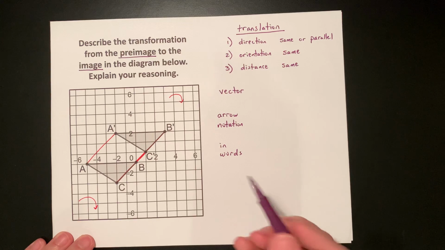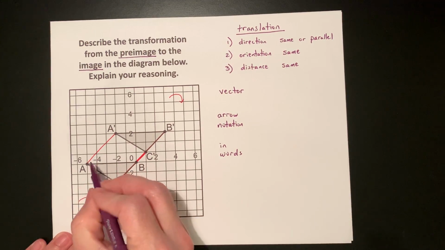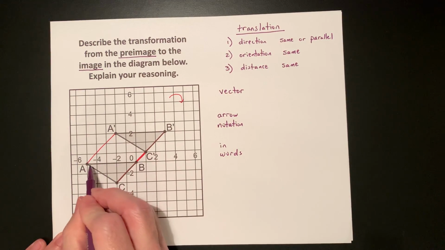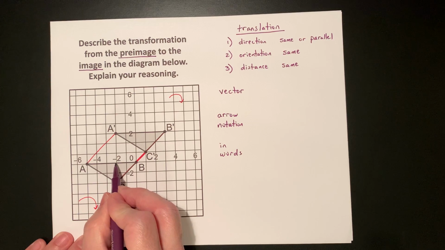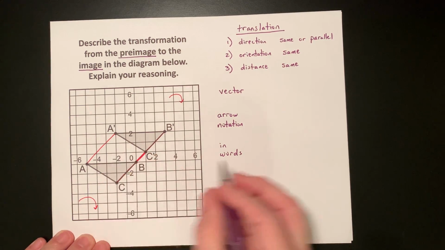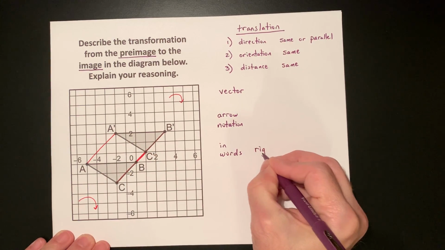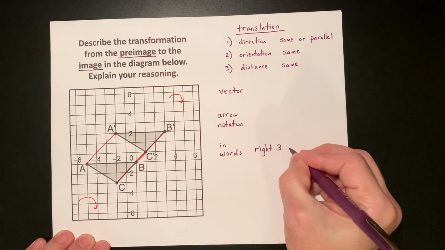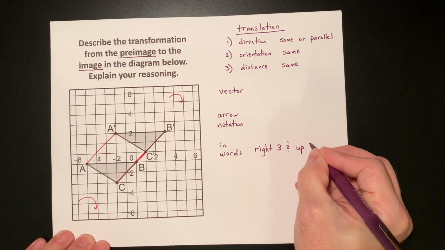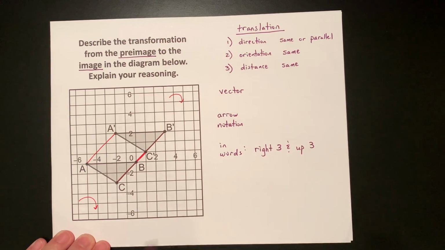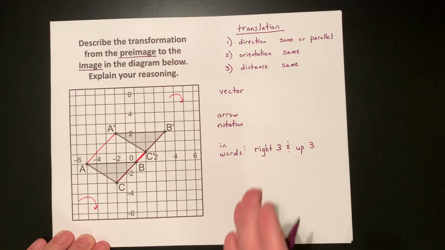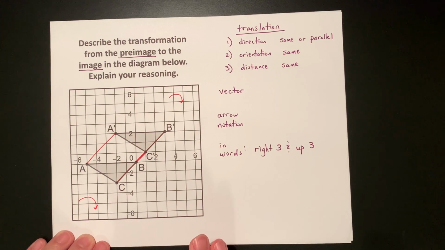We can just pick one of the points. Let's say point A. To go from A to A prime, we have gone to the right 3 and we have gone up 3. And so that's all I would say. Right 3 and up 3. So this is our description of this transformation, specifically this translation in words.